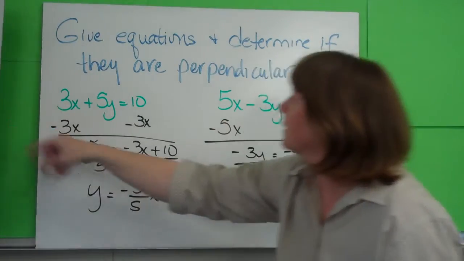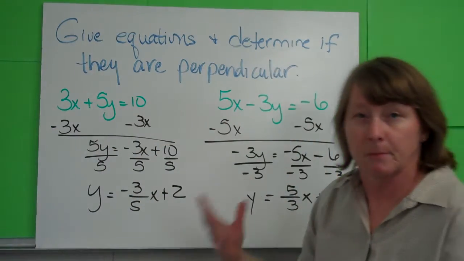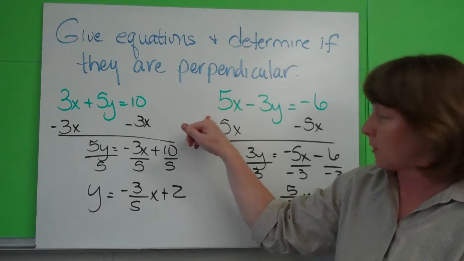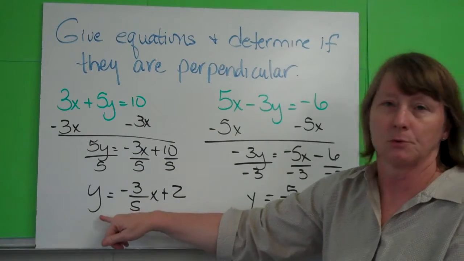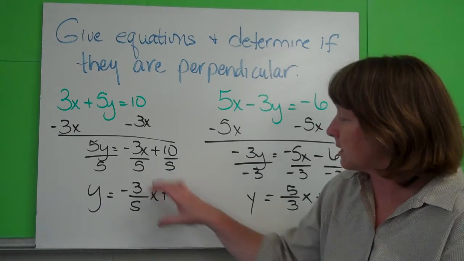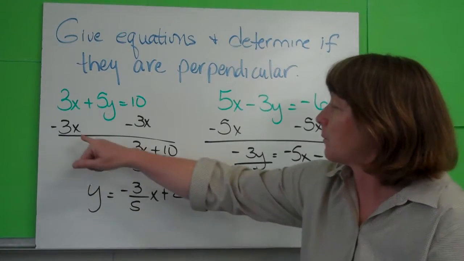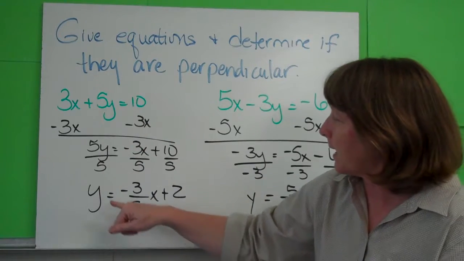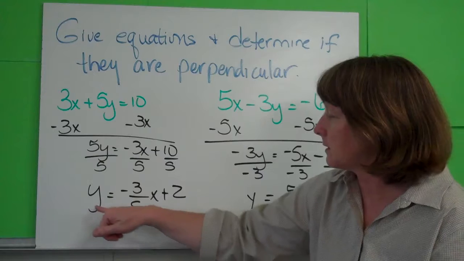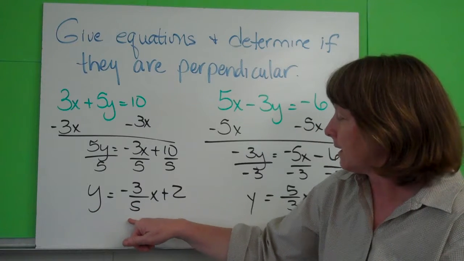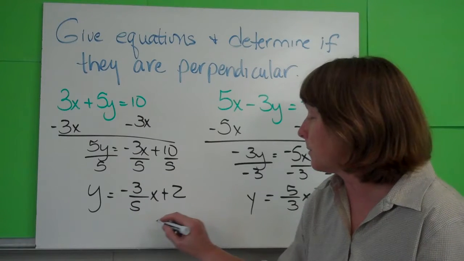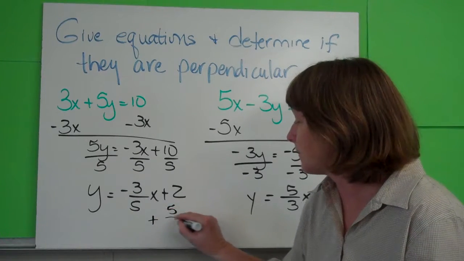They will also give you an equation and ask you to determine if they are perpendicular. So these are given in standard form. You need to convert them into slope-intercept form, so you can now see what the slope is. So we're going to subtract 3x from both sides and then divide by 5 to get the y by itself. So we see that this equation is y equals -3/5 x plus 2. The opposite reciprocal of that would be a positive 5/3.